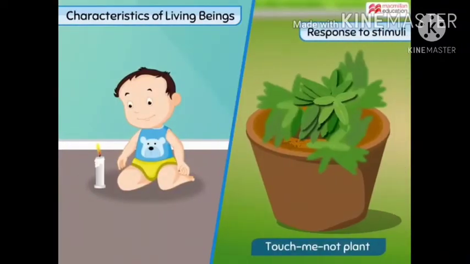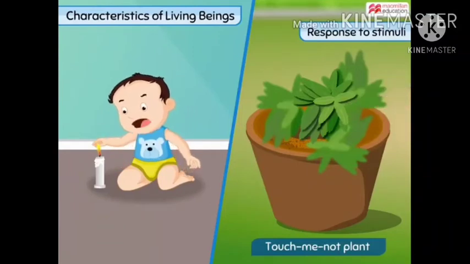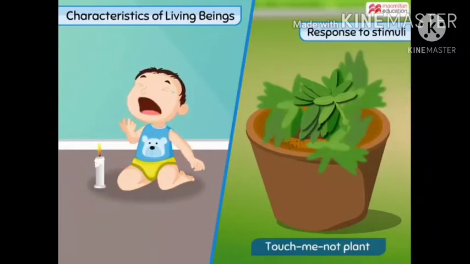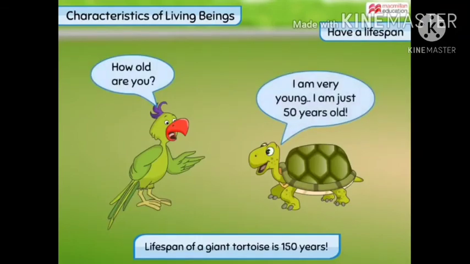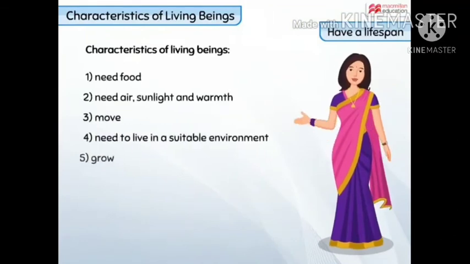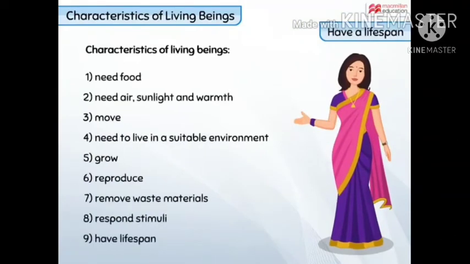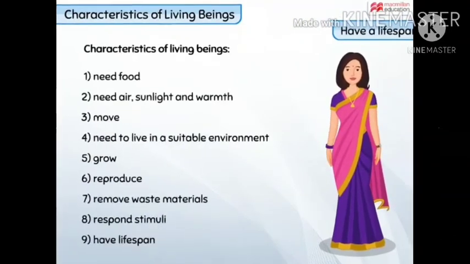Respond to stimuli is also one characteristic of living things. Plants also respond to stimuli such as sunlight, touch, and water. All living things live for a period of time and then die. Now let's take a quick look at all the characteristics of living things we learnt.